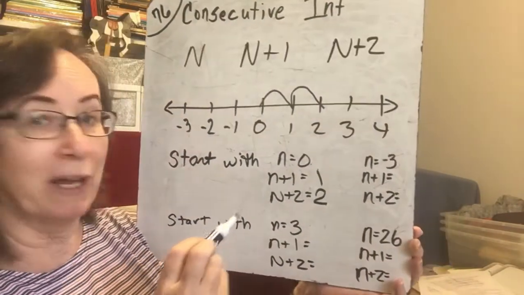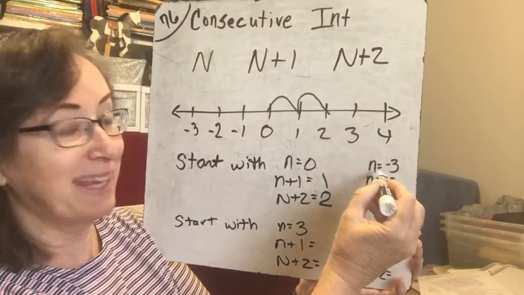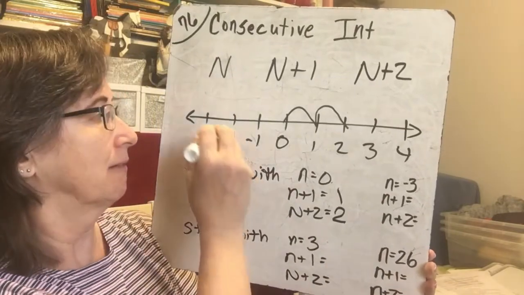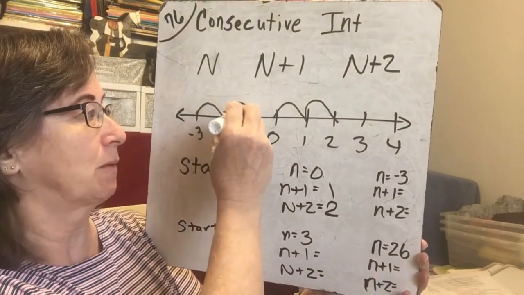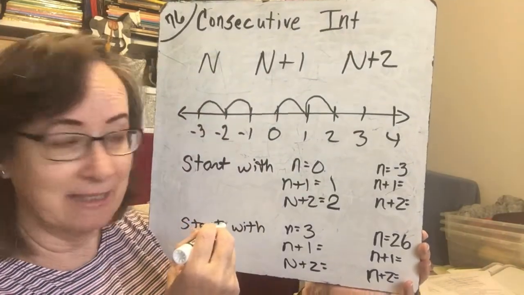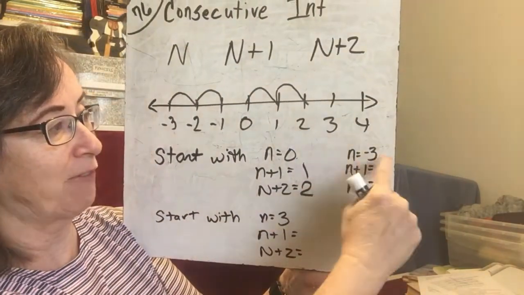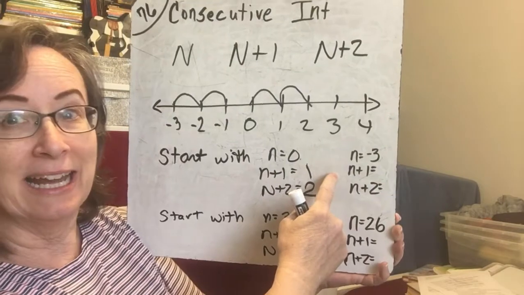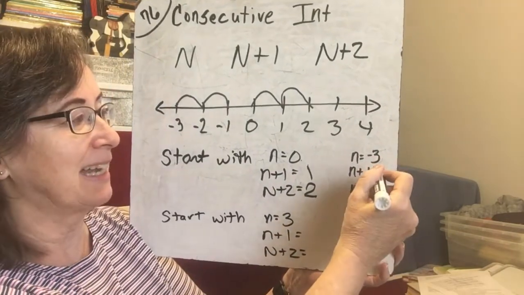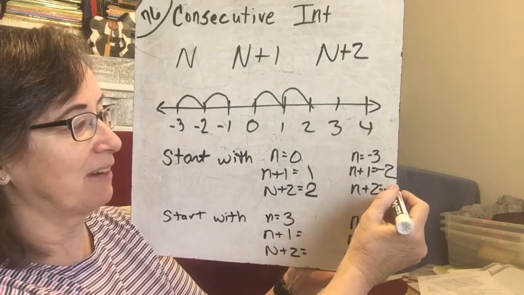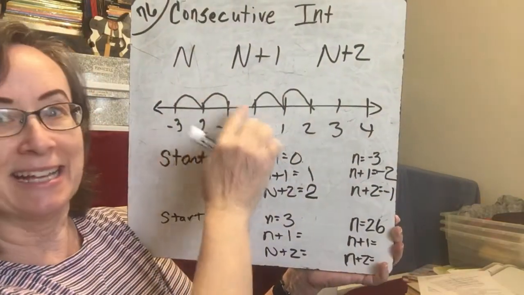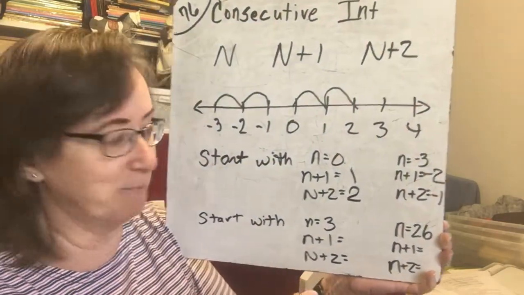Okay, so what if I do this one? I start with n is negative 3 right here. Well, the next one would be negative 2, and the next one would be negative 1. All right, let's see what happens. If n is negative 3, negative 3 plus 1 is negative 2, and negative 3 plus 2 is negative 1. And don't I get the sequence that I want?